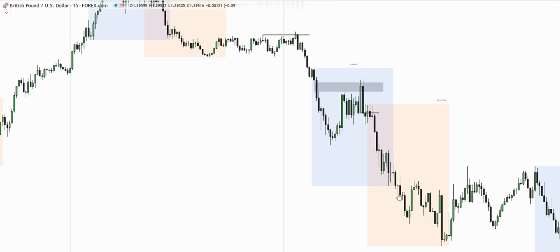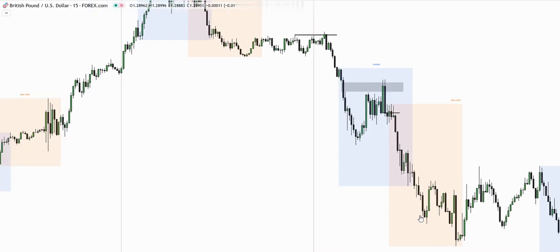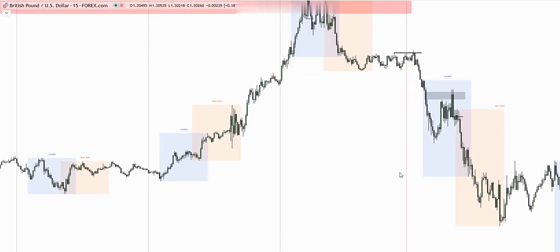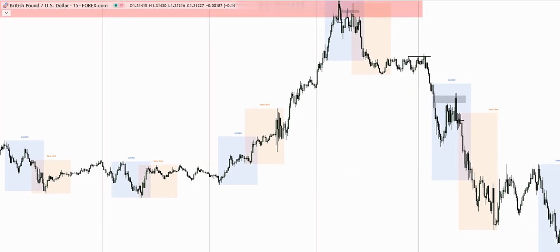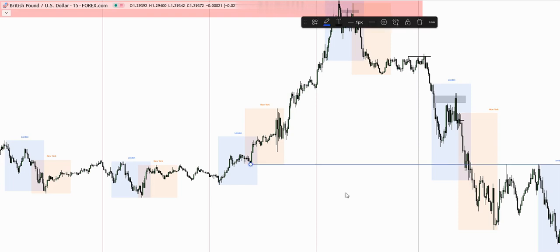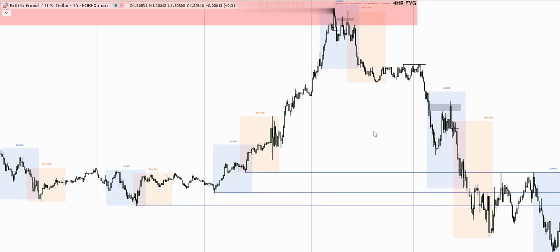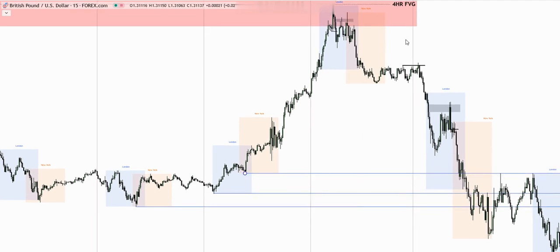Now you let the trade do what? Run. You see that? Now when you want to take your profit, let me do this. Target session highs and lows. You can target here, you can target here, you can target this one here. You see that? And the price actually took out this. So session highs and lows should be your best target zones, areas.